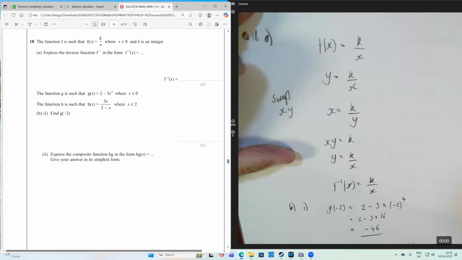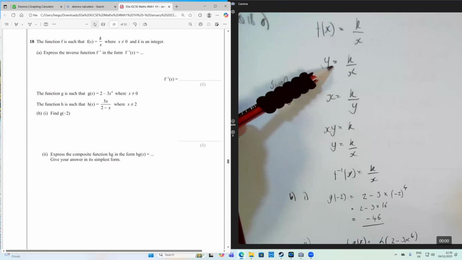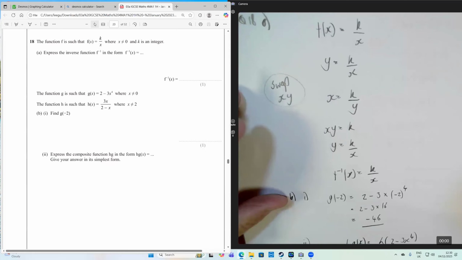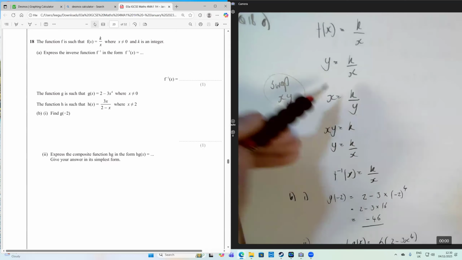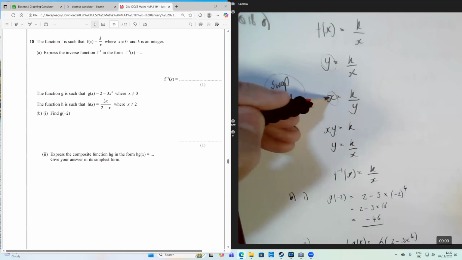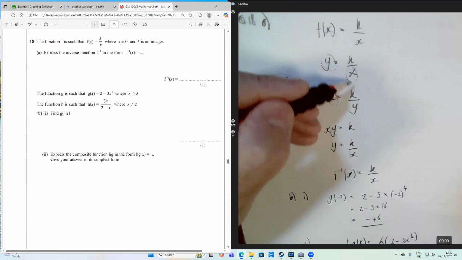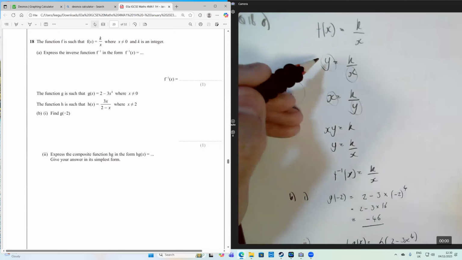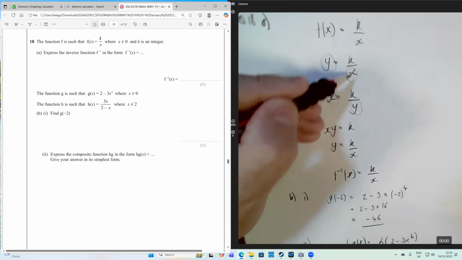So step 1 is we write down f of x as y is equal to k over x. Now, there's different ways that teachers explain this, but I'm going to go with the swap x and y method. So we swap over the x and y, which means wherever you see a y written, you change it into an x, and wherever you see an x written, you change it into a y. Okay, so that's what I've done. I've changed a y into an x and an x into a y.